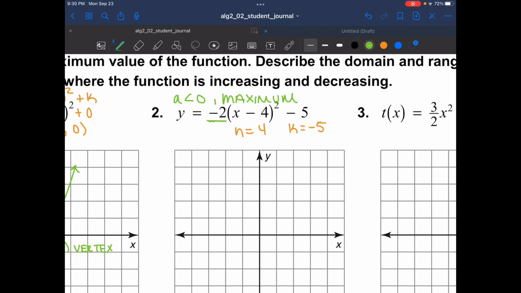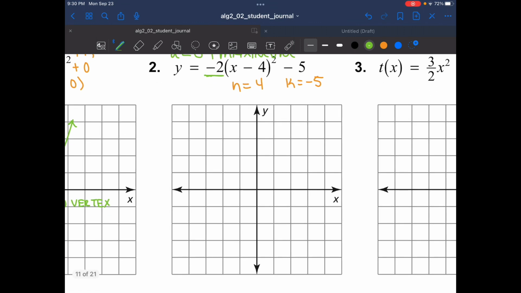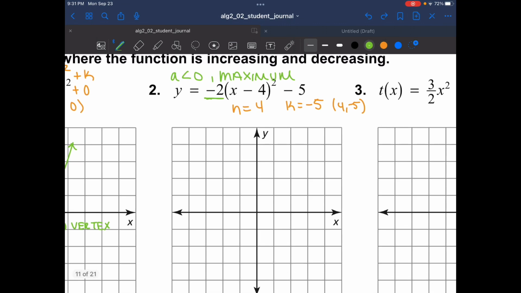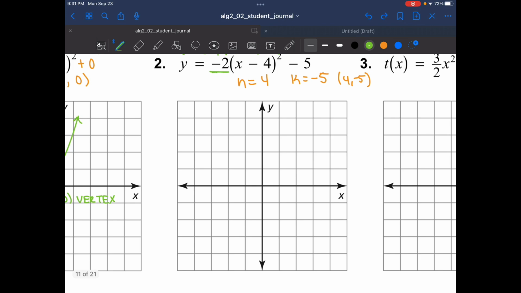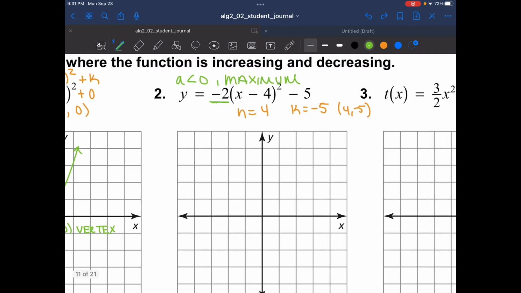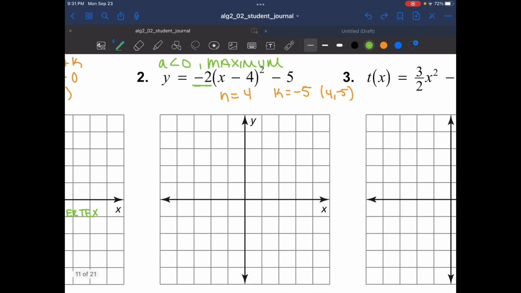Okay? And that is going to be our vertex. So 4, -5. Remember, we choose the opposite of whatever the sign is. Okay? It's not a very good explanation, but for right now, that's what we're going to go with. Okay? The next thing we need to do is describe the axis of symmetry.